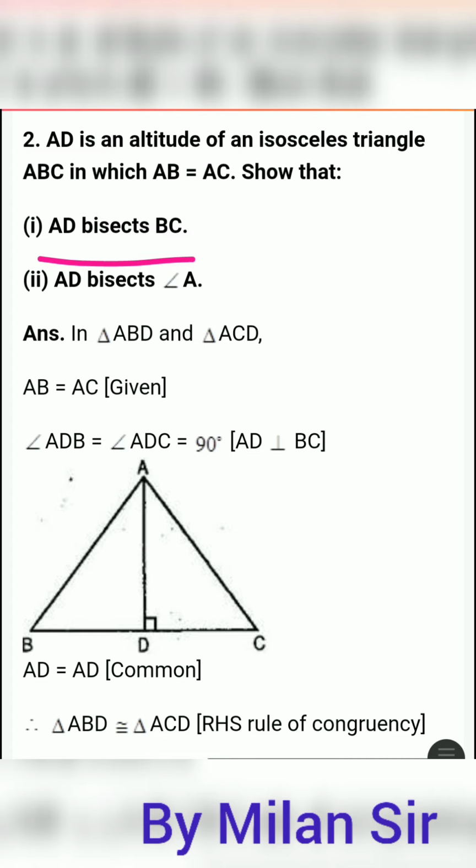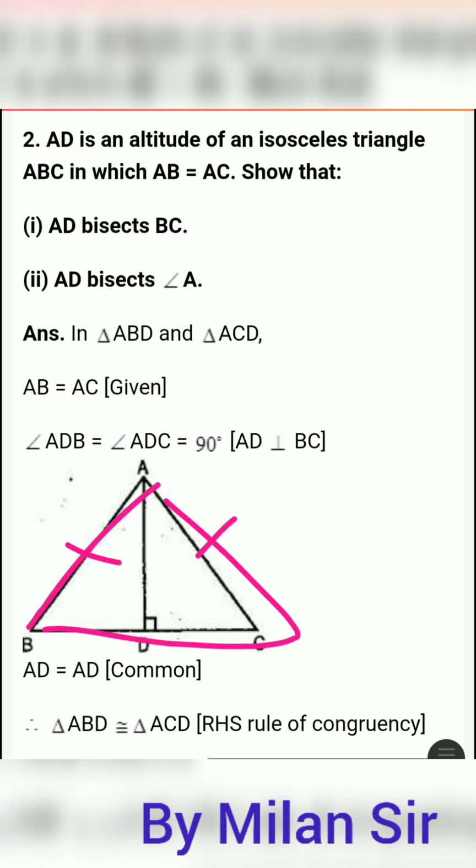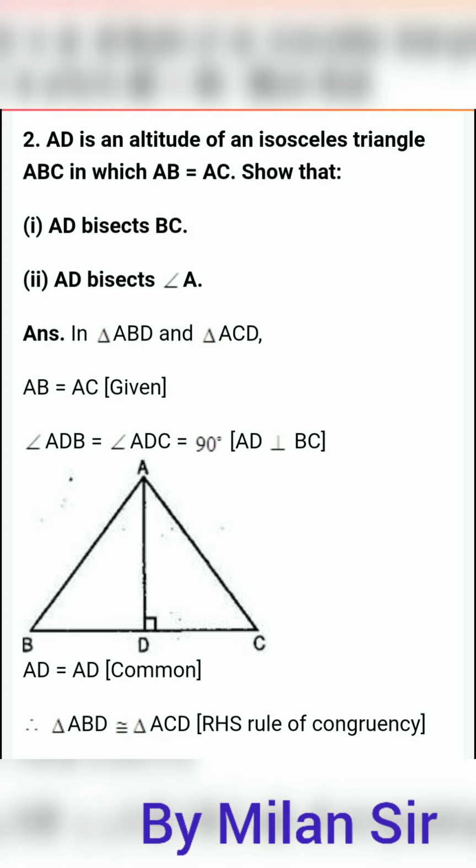Okay, two things we need to prove here: AD bisects BC and AD bisects angle A. Now AD bisects BC, it means what? Here we have triangle ABC, in that AD is an altitude. ABC is an isosceles triangle, so AB is equal to AC, and AD is altitude. Altitude makes 90 degrees here.